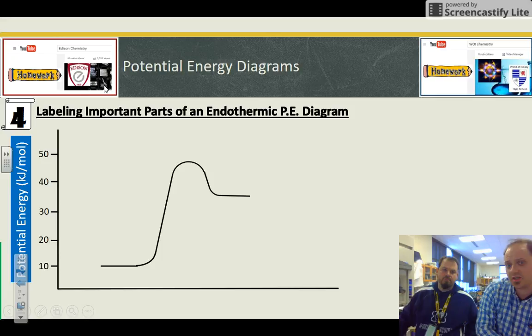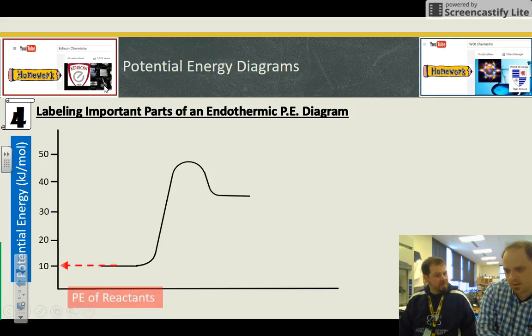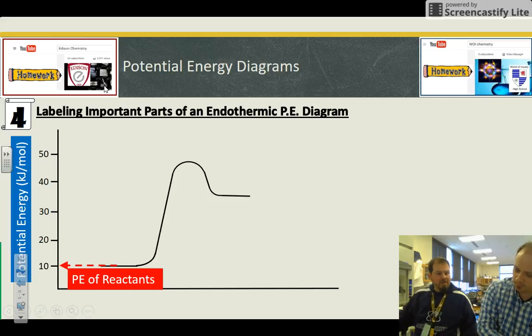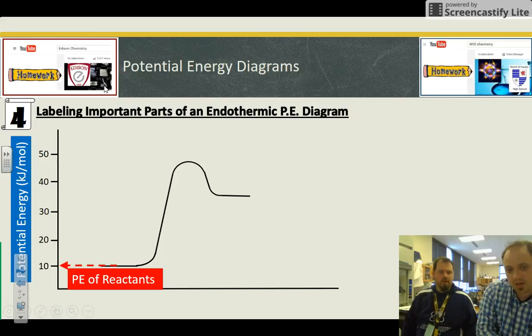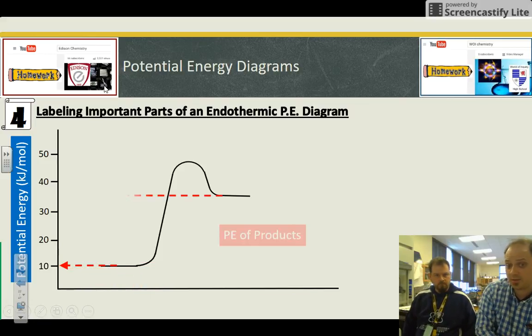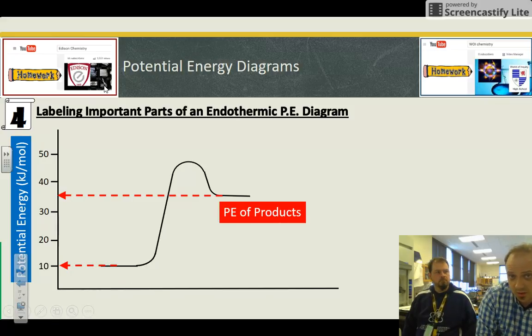This is a potential energy diagram. The hill is very important. And now we can label up all these places. So this lower level is the potential energy, that's PE, of the reactants. Always start on the left-hand side. And the right-hand top of the hill is the potential energy of the products, what you made.